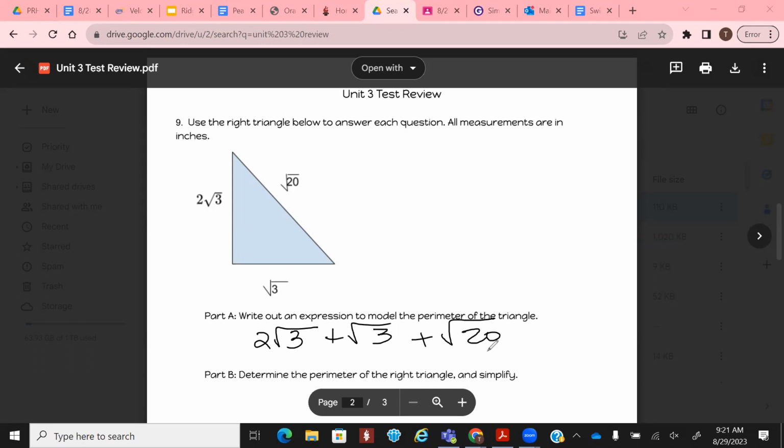Now, if we were going to determine the perimeter, we would have to make sure that's in simplified form. So for instance, if we take the square root of 20 and we break it down, we're going to have 5 and 4, and then 2 and 2. So this could be rewritten as 2 square root of 5.